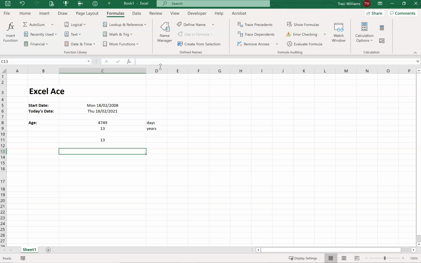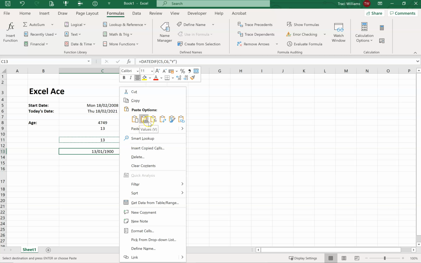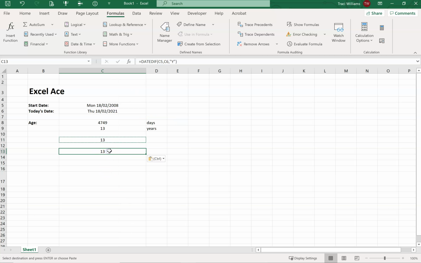I could have used the DATEDIF formula. So DATEDIF, open bracket, and here we start with the start date, the finish date, and then we tell it what the format is. We're going to want it in years, so we need to wrap the Y in speech marks. That will tell me it's formatted as a date. Hang on, let me format that as a number. Okay, so that's also 13 years. That's the difference between the two dates in years, basically.